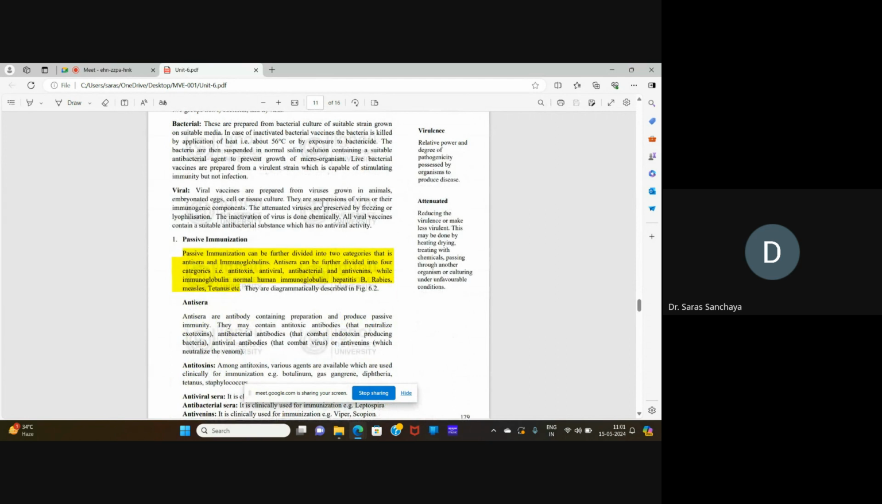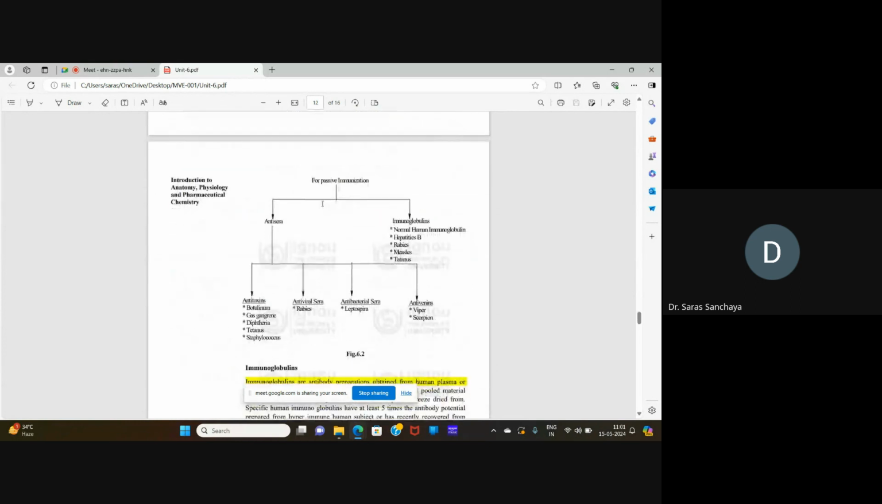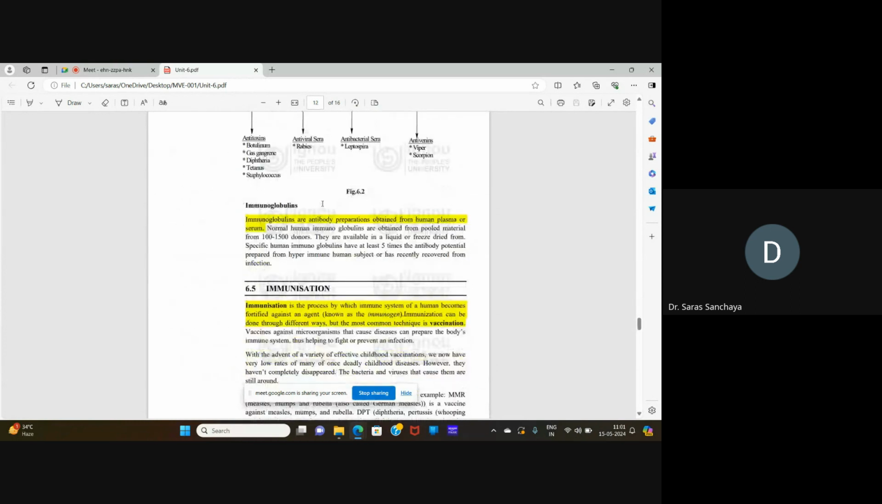Passive immunization can be further divided into two categories, that is antisera and immunoglobulin. Antisera can be further divided into four categories, that is antitoxin, antiviral, antibacterial and antivenomous. While immunoglobulins are like normal human immunoglobulin, hepatitis B immunoglobulin, rabies, measles, tetanus immunoglobulin. Immunoglobulins are antibody preparations obtained from human plasma or serum. So they are like artificial antibodies.